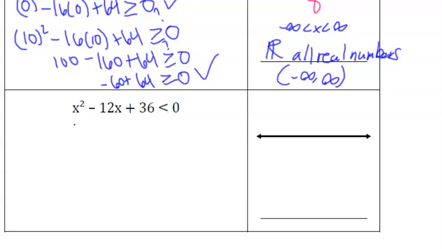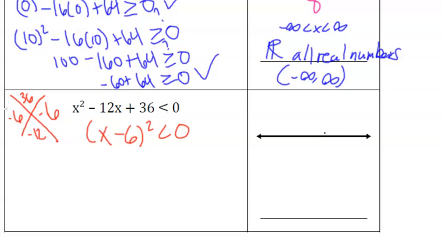Let's look at the last one. X squared minus 12x plus 36 is less than 0. Let's factor this. So we have 36 at the top, negative 12 at the bottom, and negative 6 and negative 6. So our critical point to test is 6. So let's come up with 2 test points. Let's do 0 and 10.